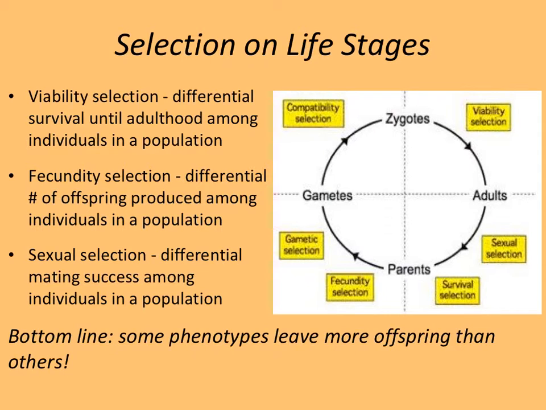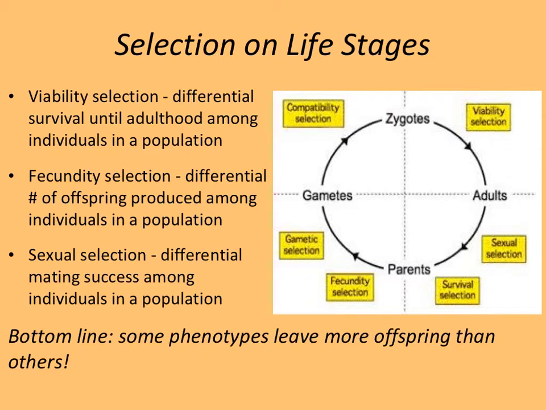Now, when they produce offspring, or they produce seeds, you have fecundity selection, and that's the number of babies or offspring they produce. Like some plants produce a lot of offspring, and there's variation between some individuals and others. So we'll look at that too.